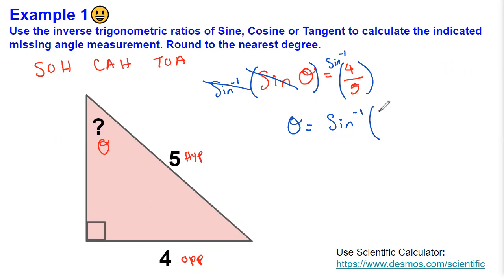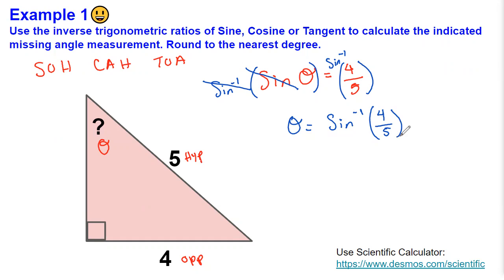of my ratio, 4 over 5. Not too bad, huh? That's it. Now, we have 2 options here. We have a table, correct? And we also have a calculator. So I'm going to show you both ways.